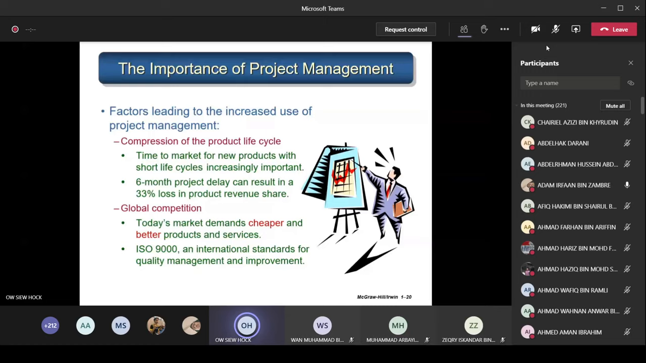So you are actually currently handling a project, which is your own study. You understand? So here, the importance of project management: what are the factors that are leading to this increased use of project management? Everywhere we are using it and every day we are using it. I'm not sure whether you realize it or not. So the first factor is the compression of the product life cycle. Remember, today is very competitive. The time to market for new products with short life cycles is increasingly important. A 6-month project delay can result in a 33% loss in product revenue share.